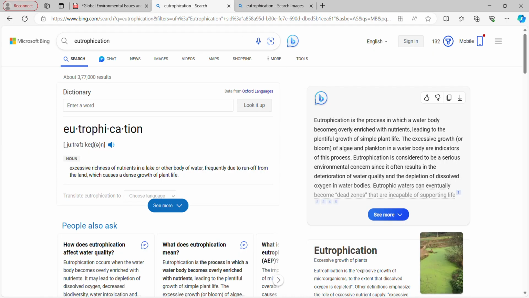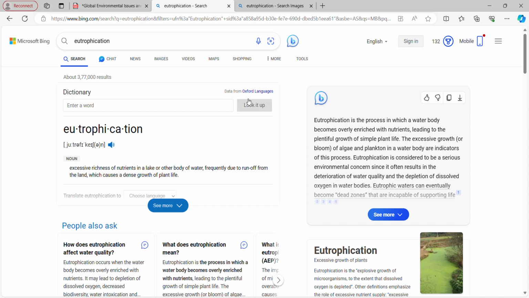If you need the definition: eutrophication is the process in which a water body becomes overly enriched with nutrients, leading to plentiful growth of simple plant life, for example, algae bloom. The excessive growth or bloom of algae and plankton in a water body are indicators of this process. Eutrophication is considered a serious environmental concern since it often results in the deterioration of water quality and depletion of dissolved oxygen in water bodies. You know, right? So eutrophic water eventually becomes a dead zone, incapable of supporting life. Why does the dissolved oxygen get depleted?